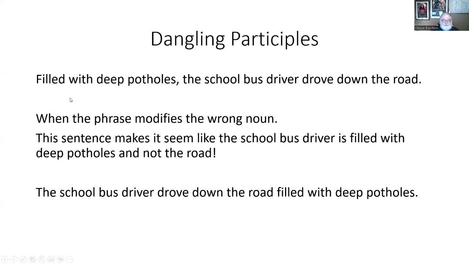So here's an example. You could say, the road was filled with deep potholes. The school bus driver drove down the road, and you're combining the two sentences. So you're saying filled with deep potholes, like I taught you in the last slide. Filled with deep potholes, the school bus driver drove down the road. Dangling participle, because in this sentence, it looks like you're saying filled with deep potholes is what the school bus driver is. The school bus driver isn't filled with deep potholes. The road is, right? So it's modifying the wrong noun. It's modifying the bus driver and not the road.